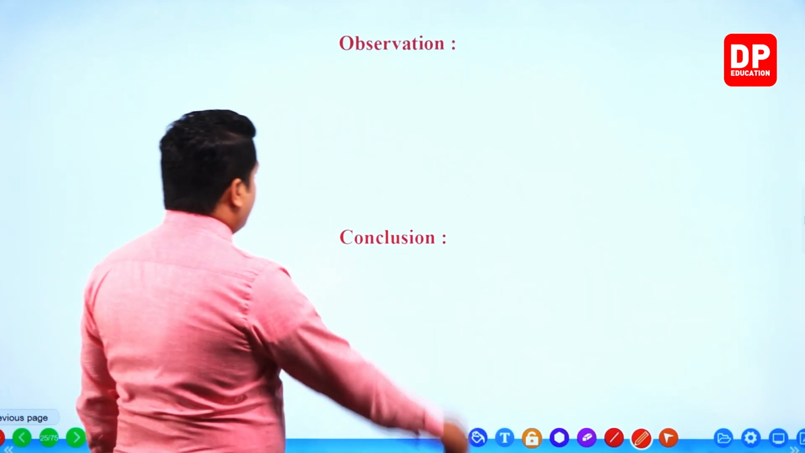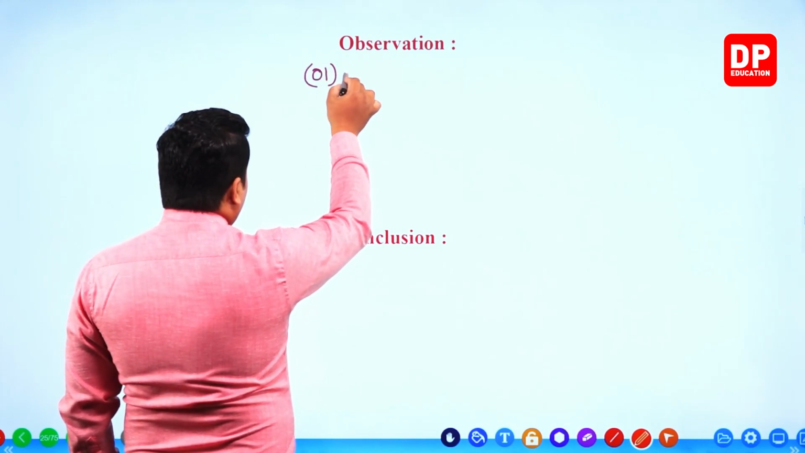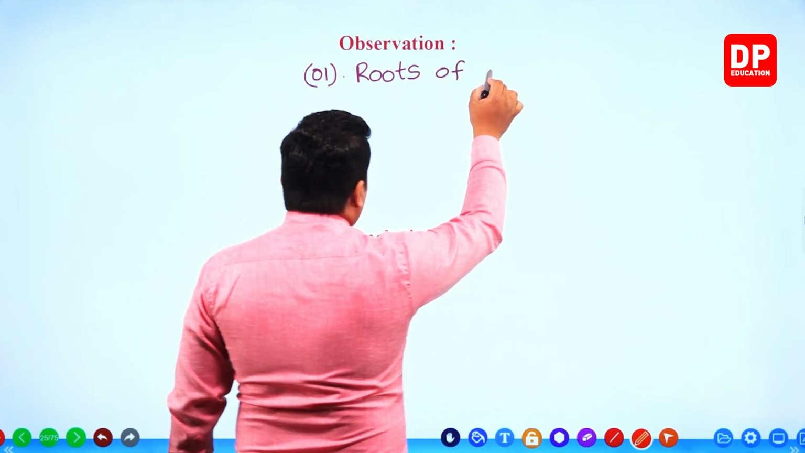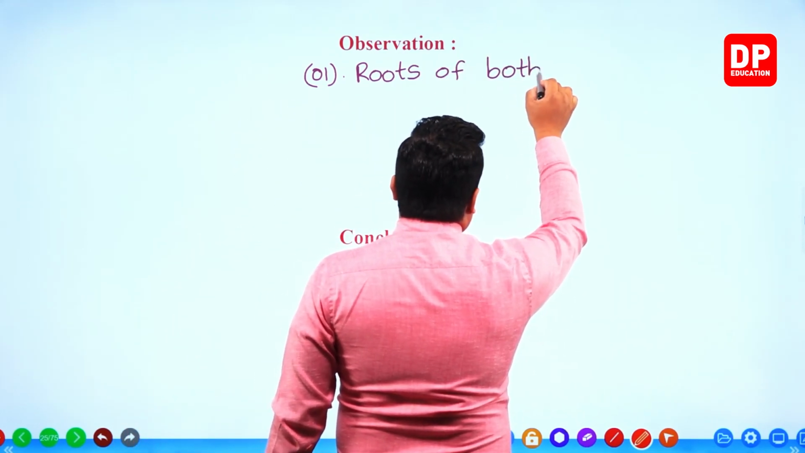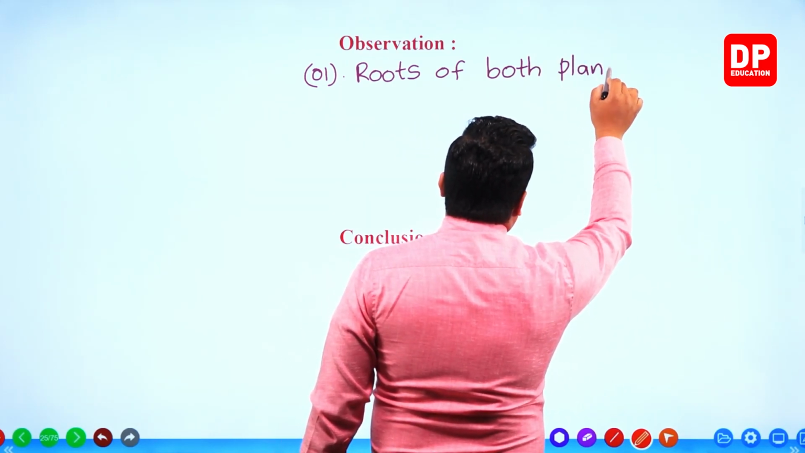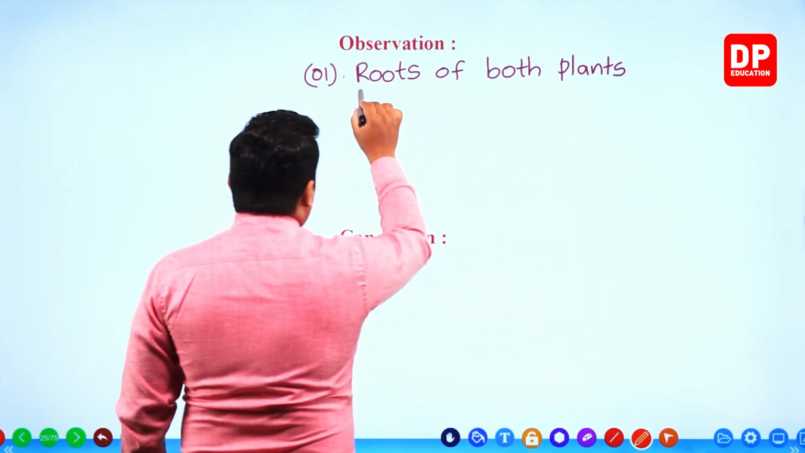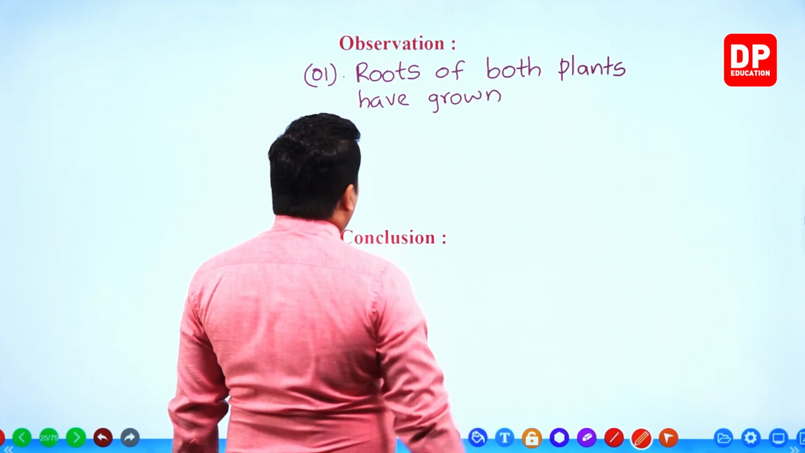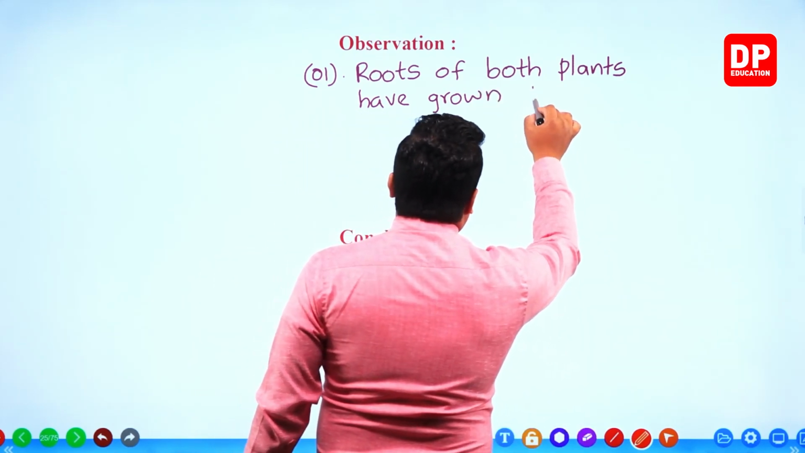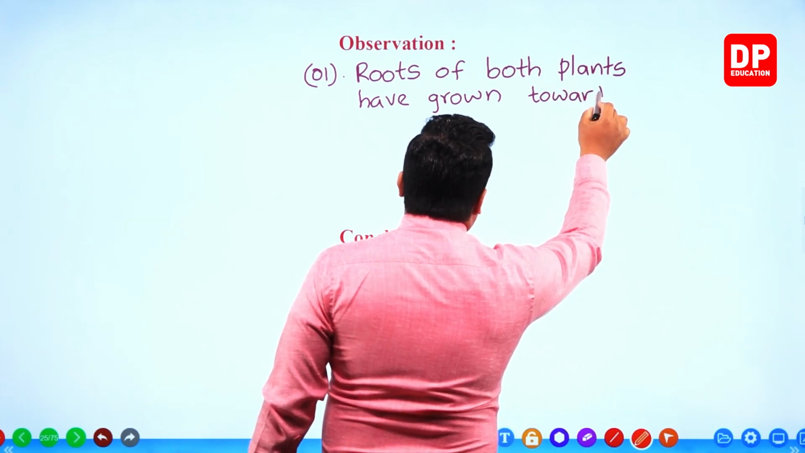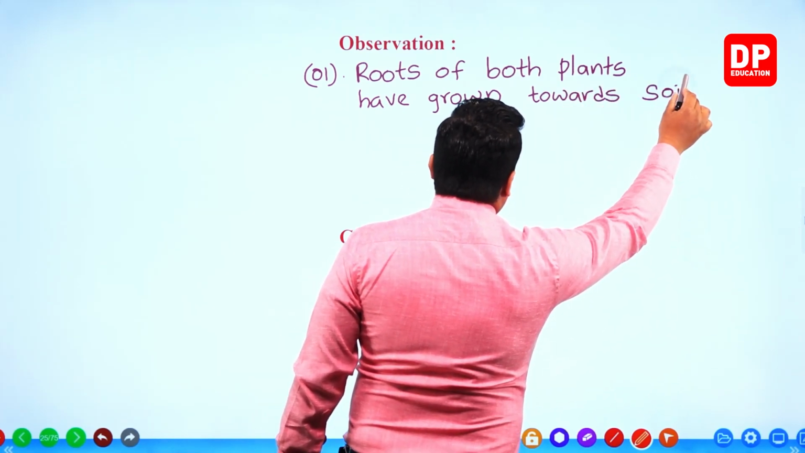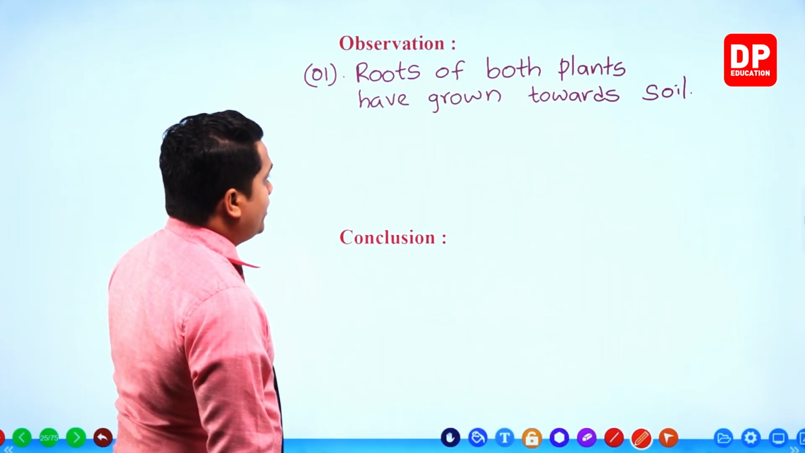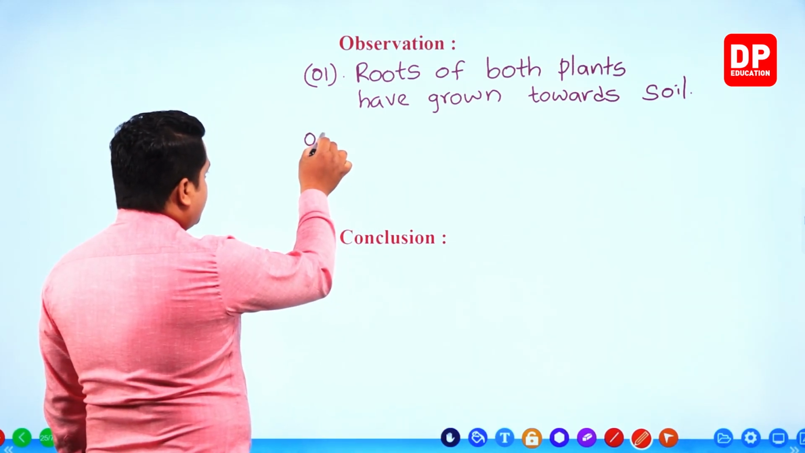observation. So we can write observation number 1. Roots of both plants have grown towards soil, right? Towards soil. Roots of both plants have grown towards soil. Then the second observation.